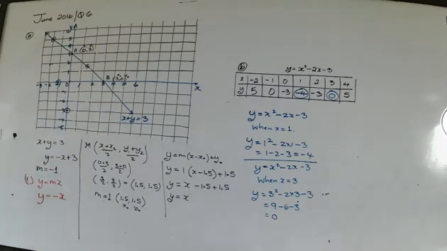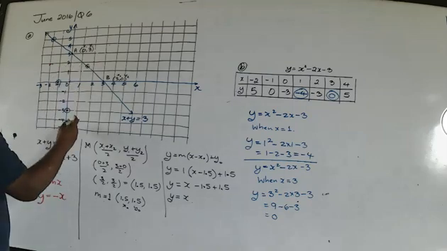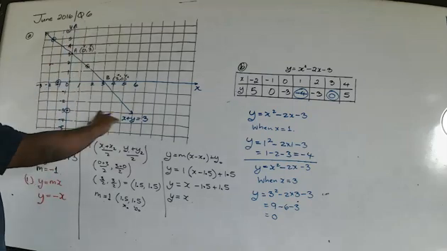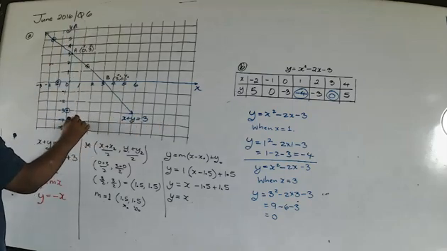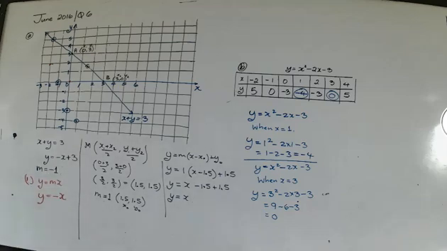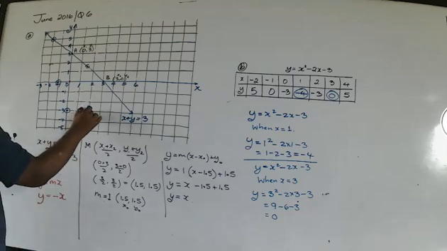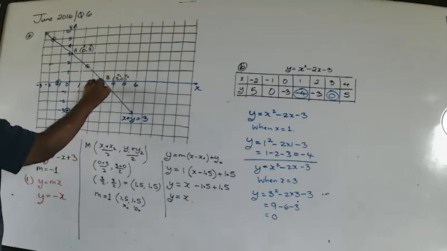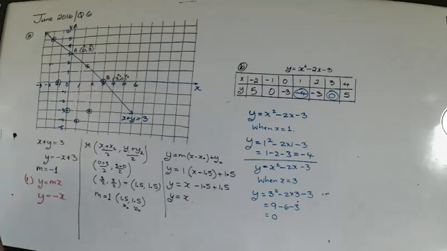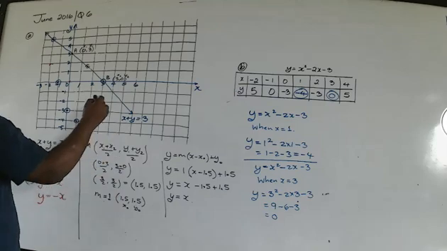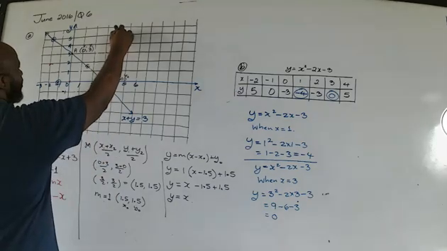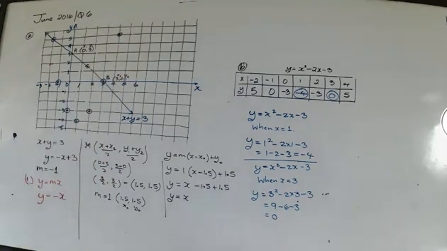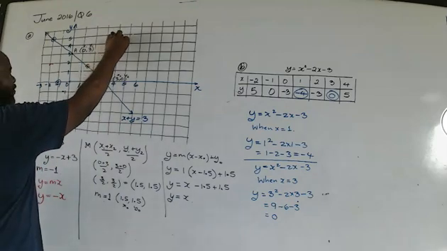The next point is 1, minus 4. Vertical 1, horizontal minus 4. This is the point. Next point, 2, minus 3, which is here. Next point, 3, 0, which is here. Next point, 4, 5. That's here. Are we good? Let's draw our graph. It's a curve.